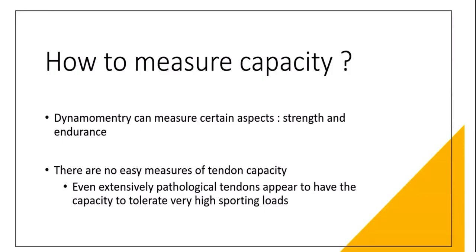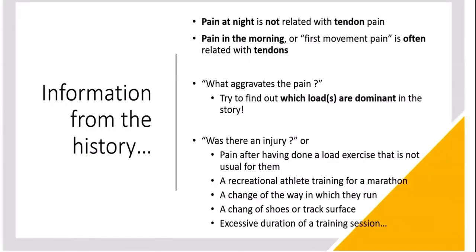But okay, how can we measure the capacity of the tendon? Well, through dynamometry, we can measure certain aspects. We can measure the strength and the endurance. But measuring tendon capacity, this is something which doesn't seem to be so easy. Even extensively pathological tendons appear to have the capacity to tolerate very high sporting loads. This is also something to consider. It's very important that we collect some crucial information from the specific history of the patient.